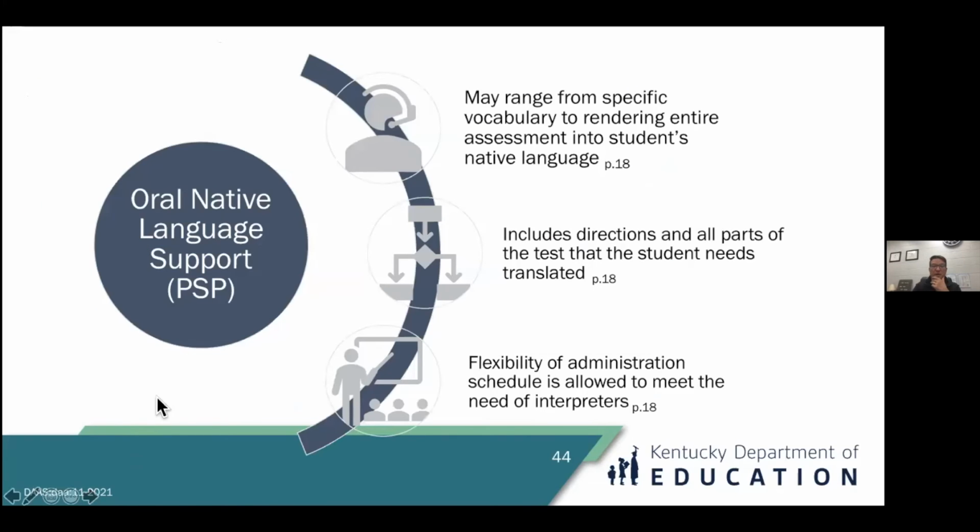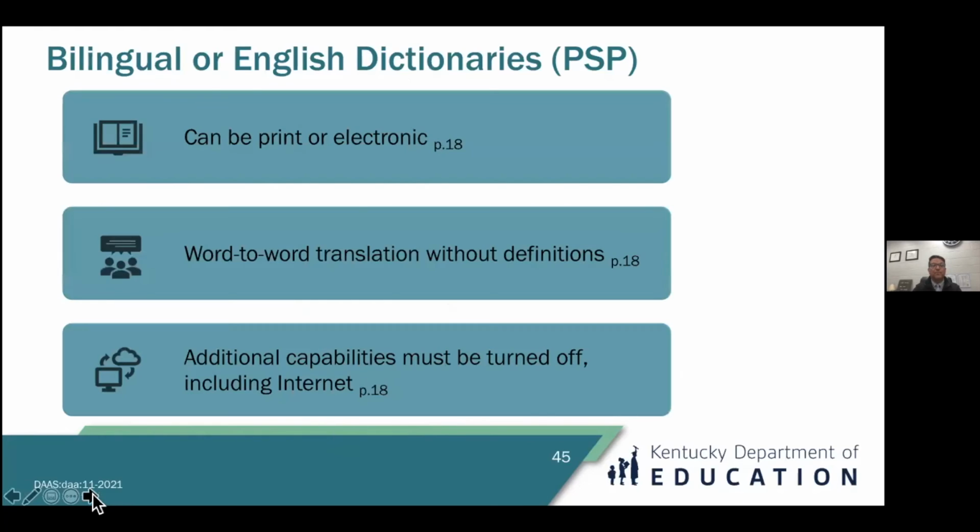And then here's a slide on the oral native language support. It shall be based on a student's individual language needs as documented in the PSP. It is not limited to any specific time frame. So it may range from specific vocabulary to rendering an entire assessment in a student's native language. And of course, you would get support from your central office staff in this regard if you had this situation in your school. And then there's some more about bilingual or English dictionaries, which can be print or electronic. Word-to-word translations without definitions and additional capabilities must be turned off, including the internet, if you're using any of these electronic devices.